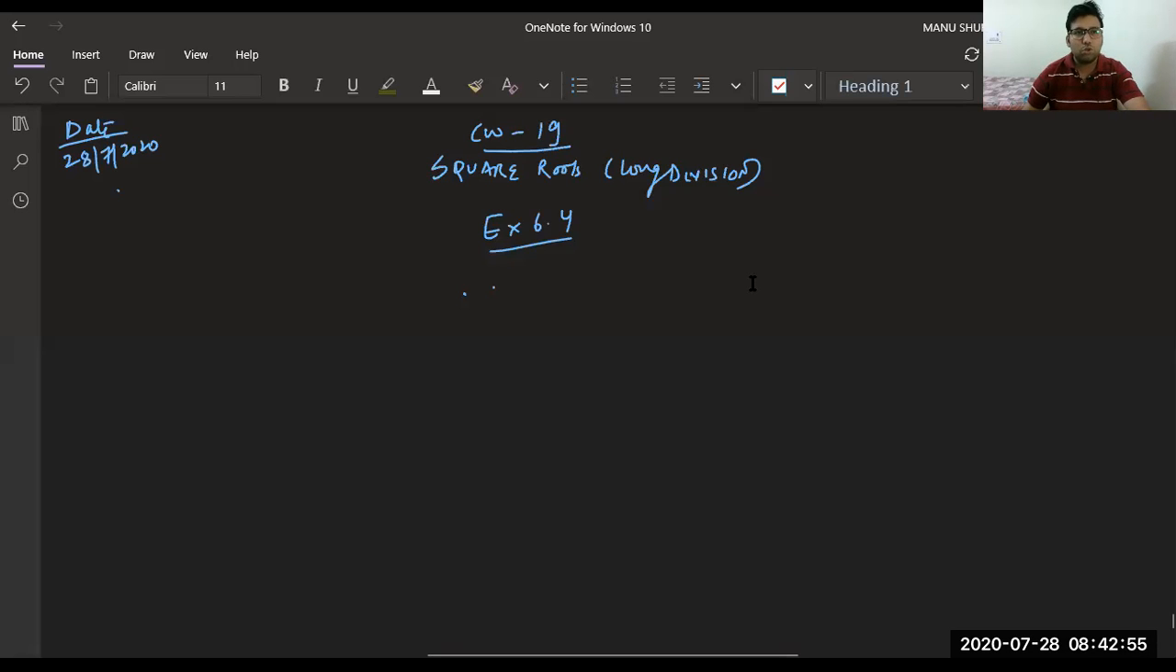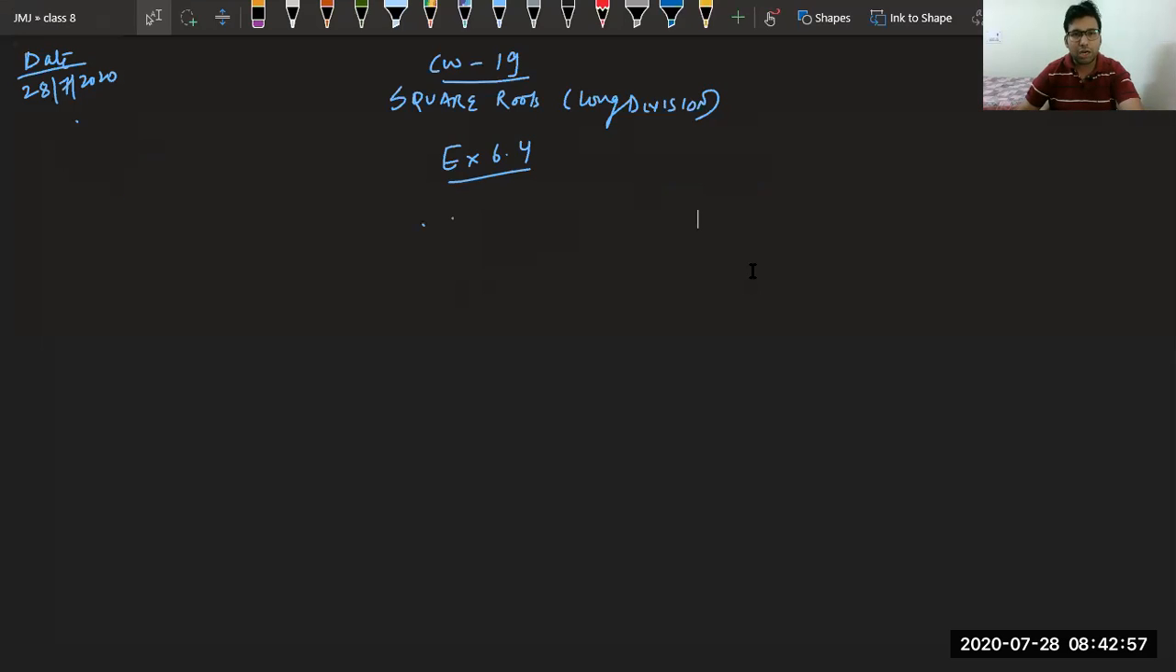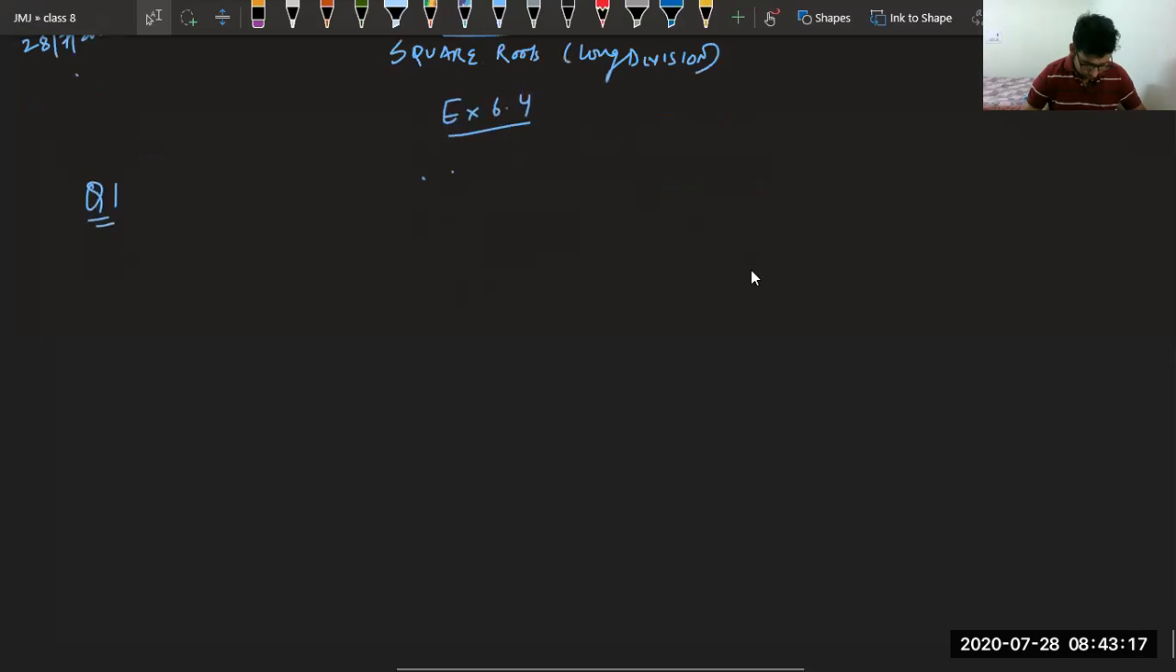Okay. So yesterday we discussed how to find square root using the division method for normal numbers and decimal numbers. So we will continue that now. If you see question 1 of exercise 6.4, find the square root of the following numbers by division method. So all of you can try.